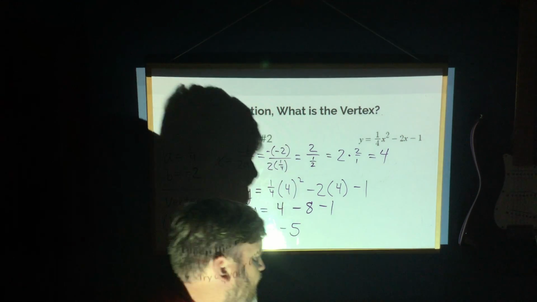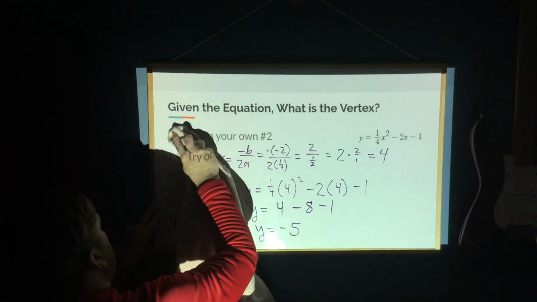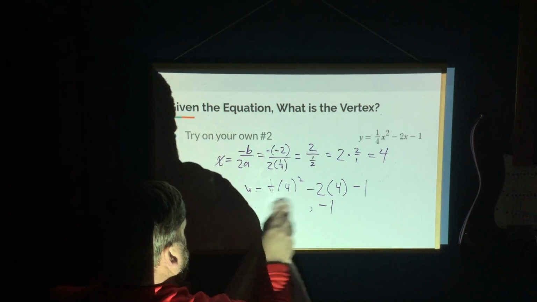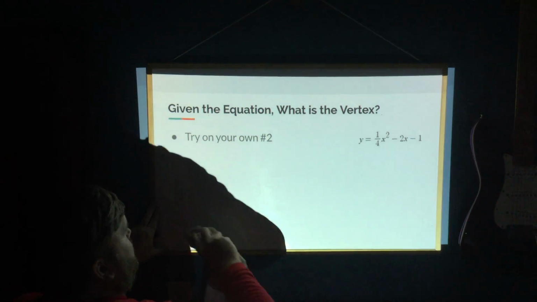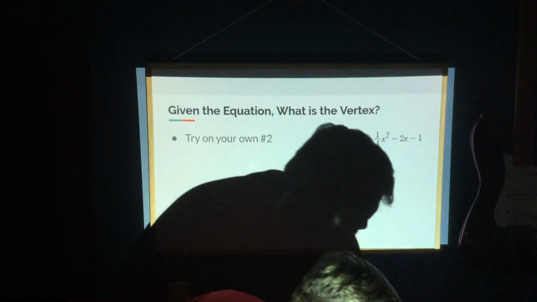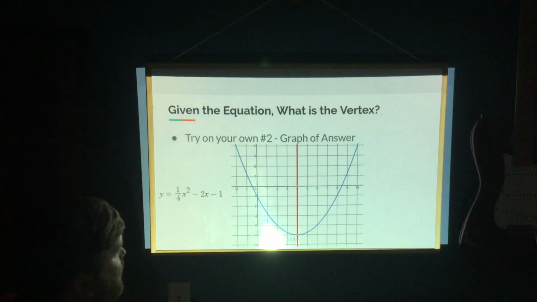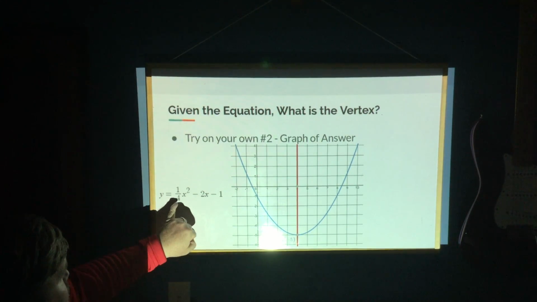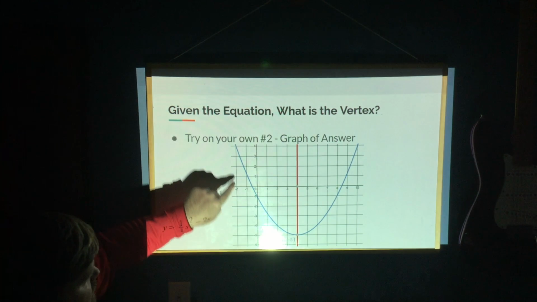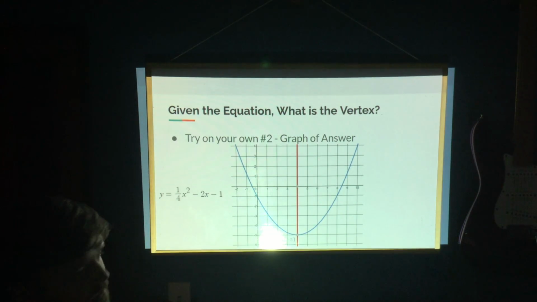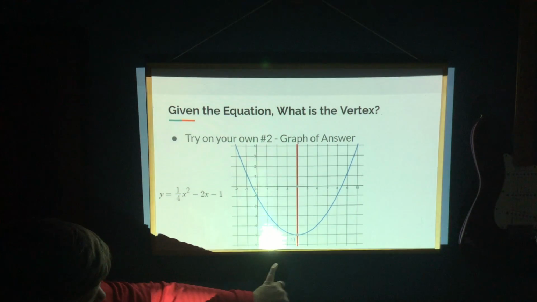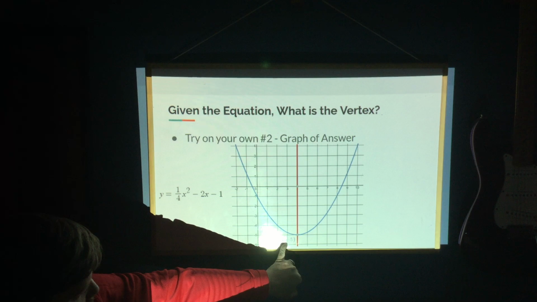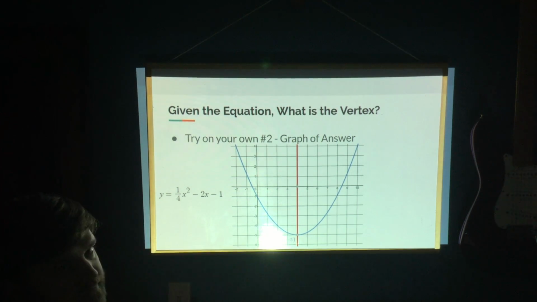Okay, let me go ahead and erase that, and we'll see if I got it right. Okay, there's our graph. It's kind of a little bit wider. We'll eventually learn why that is. The axis of symmetry, x equals 4. And the coordinates of the vertex are 4, -5.